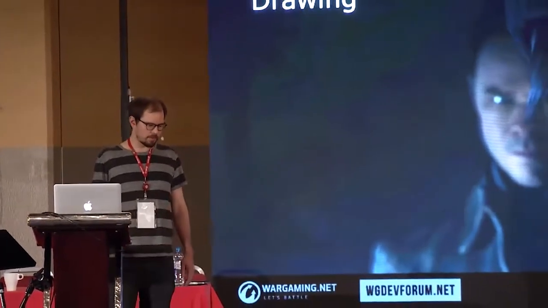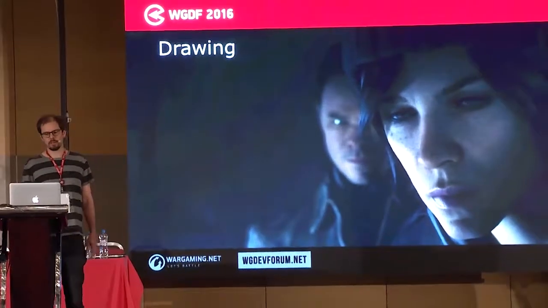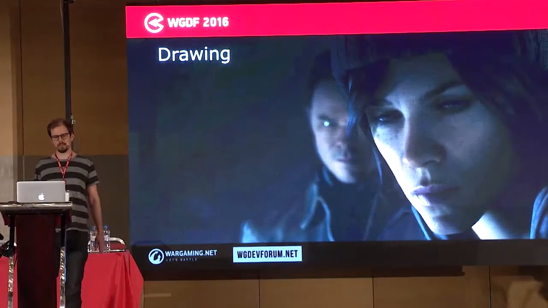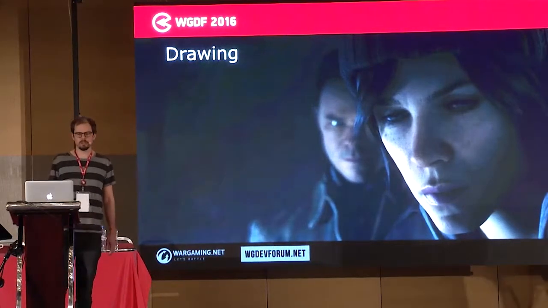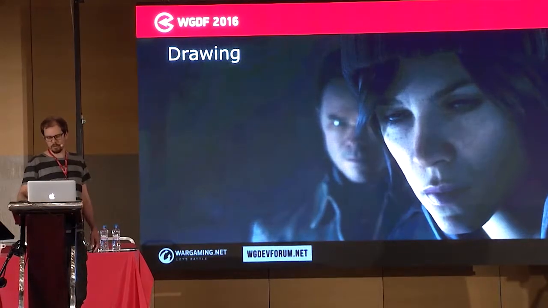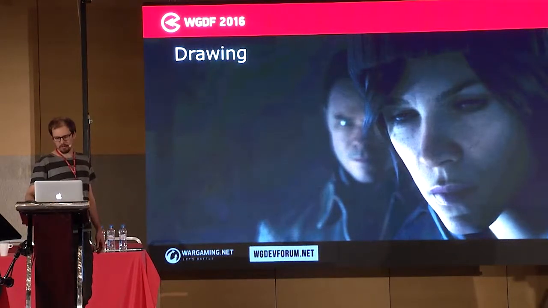Drawing is probably the part where the biggest CPU wins could have been made if we were starting to rewrite stuff. With this project, we didn't really have time to do it, and we wanted to keep DX11 still alive, so we didn't go there. But that's where you are actually going to see wins if you refactor your engine.